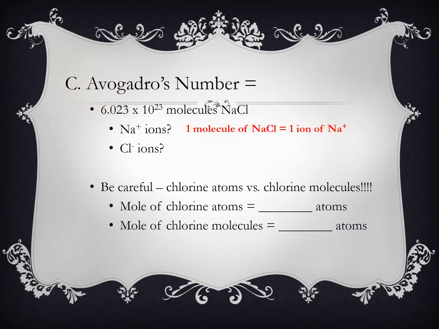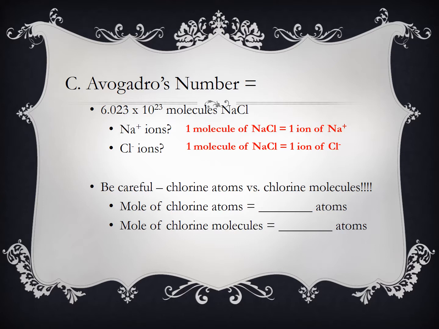If I had a molecule of sodium chloride, there's 1 ion of sodium. Same thing, there's 1 ion of chlorine. So you have to distinguish between a molecule and an ion. You separate the molecule from its ions. Now the other thing that comes up is atoms versus molecules of diatomics.